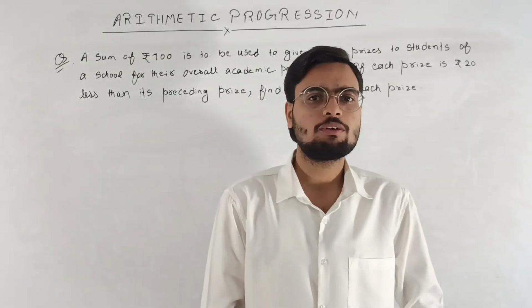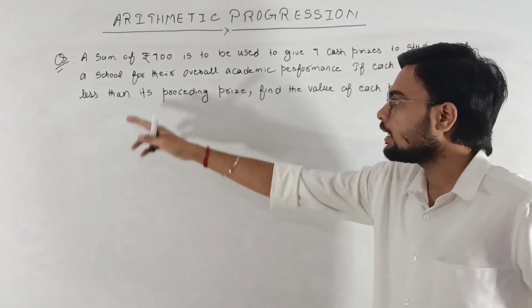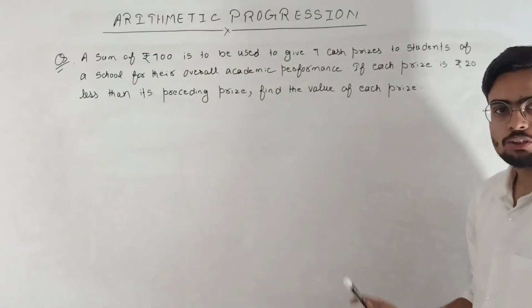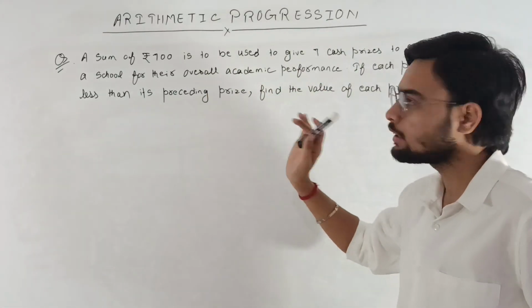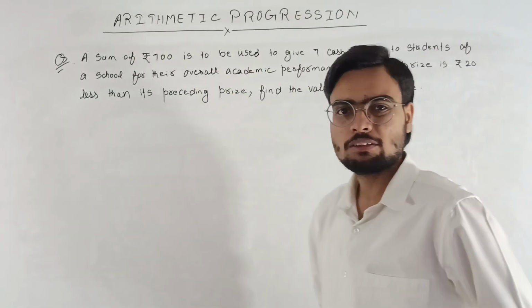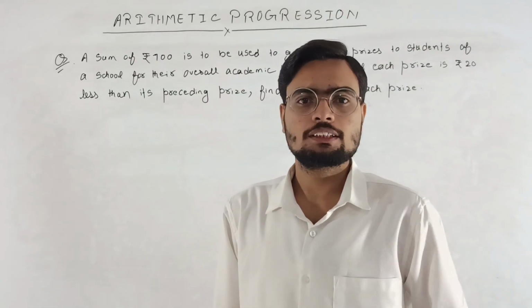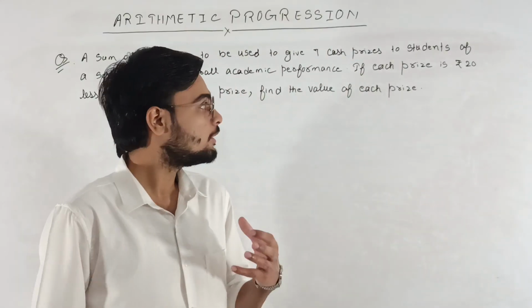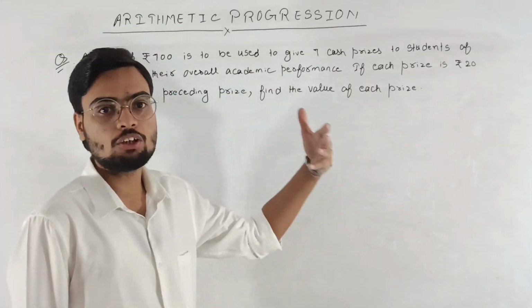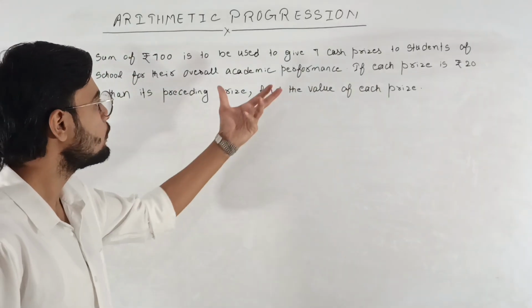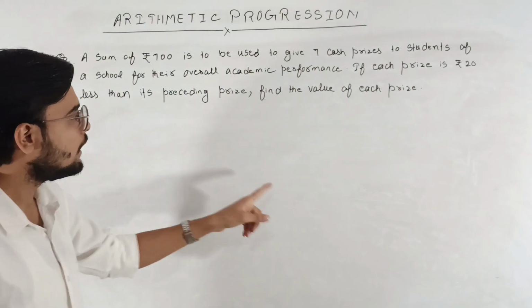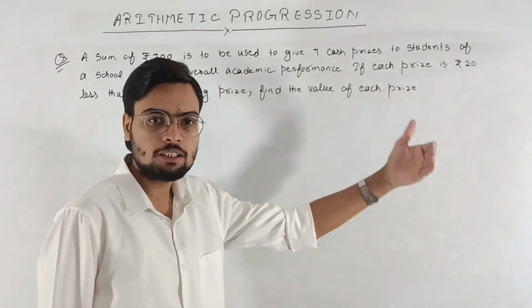Okay, now let's move towards our next question. The question is: a sum of rupees 700 is to be used to give 7 cash prizes to students of a school for their overall academic performance. If each prize is rupees 20 less than its preceding prize, then what is the value of each prize? Now look, there is a school in which 7 cash prizes are to be distributed among students for their overall academic performance, the total value of these 7 cash prizes is rupees 700, and it is also given that each prize is rupees 20 less than the preceding prize.